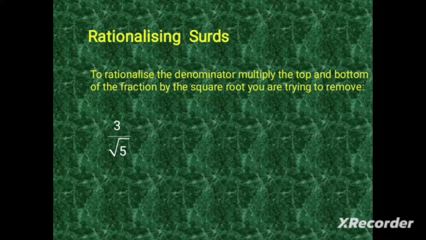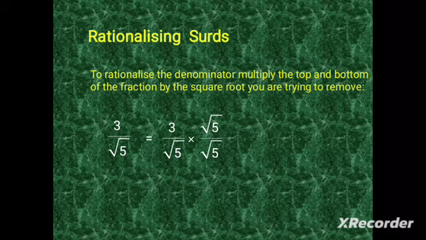And our first example here is 3 over root 5. For us to be able to rationalize this, we say that to rationalize the denominator, multiply the top and bottom of the fraction by the square root you are trying to remove. The square root we are trying to remove in this case is root 5, the square root of 5, which is a surd. And so we are going to multiply the fraction by root 5 on its numerator and the denominator.